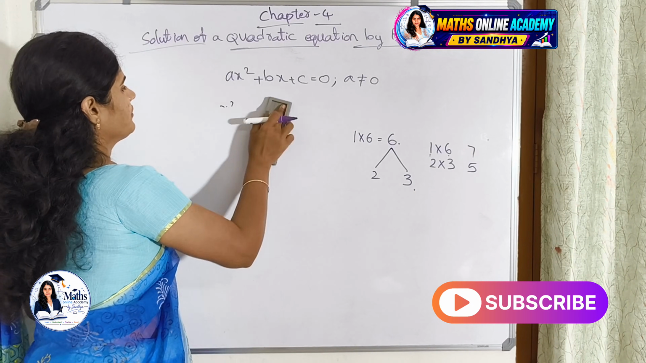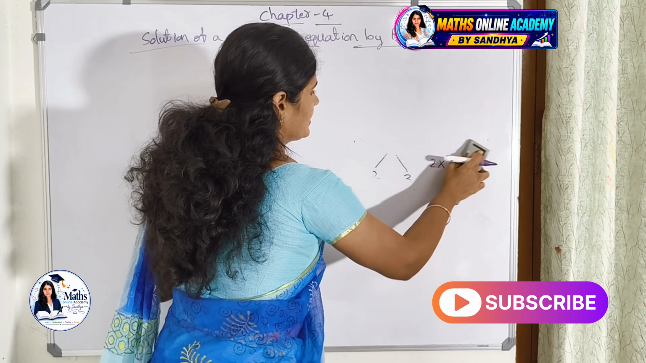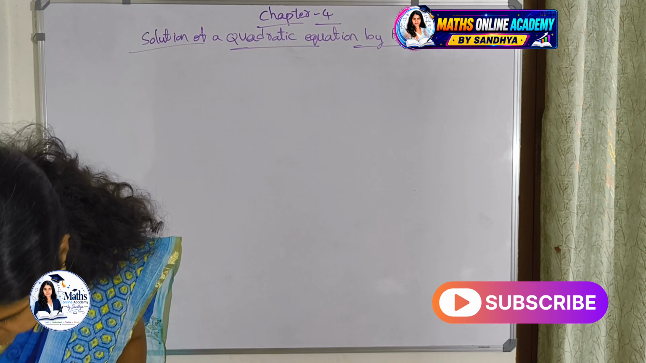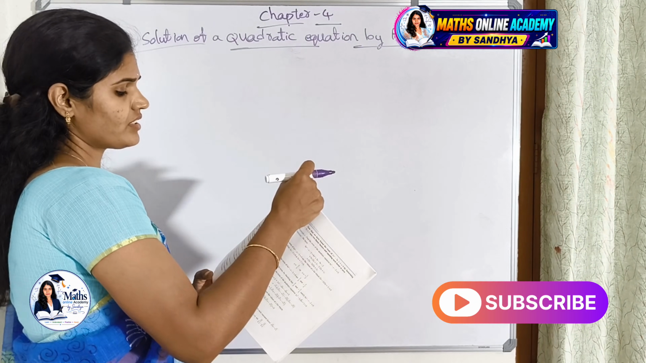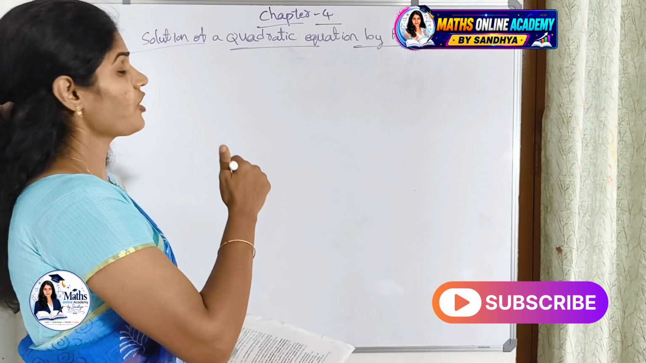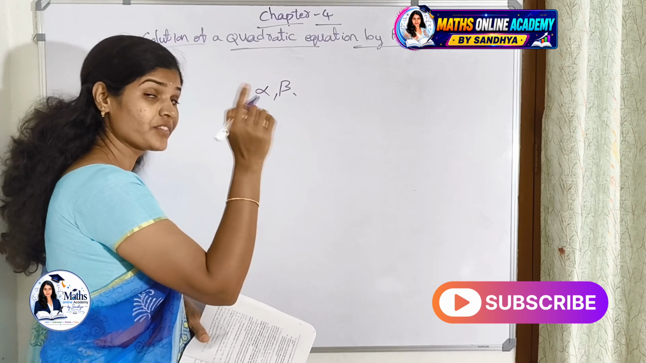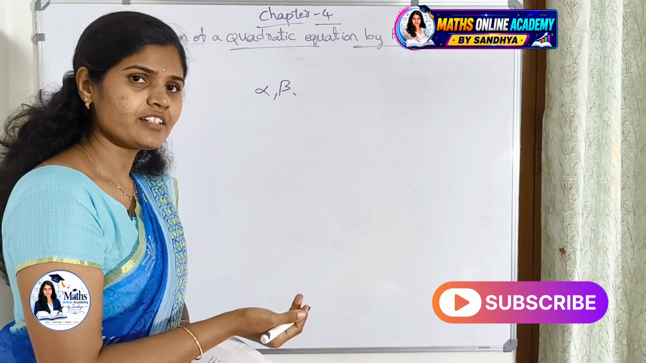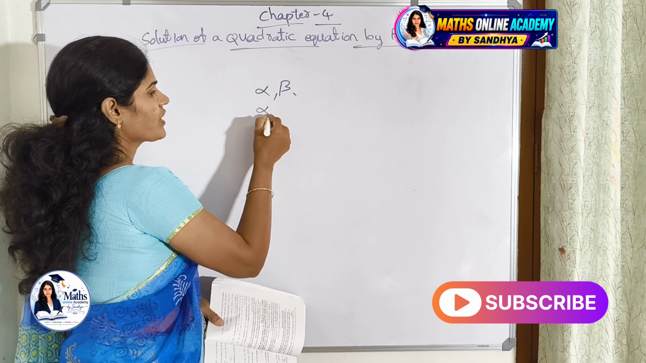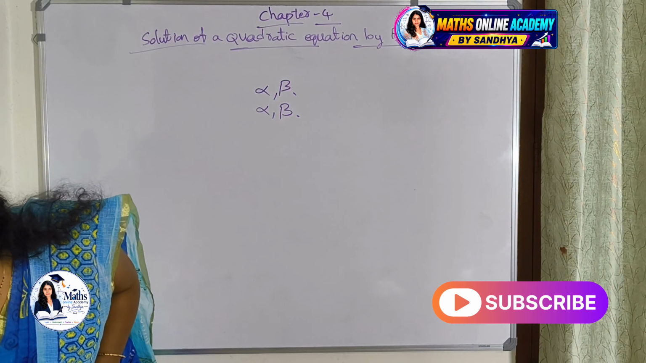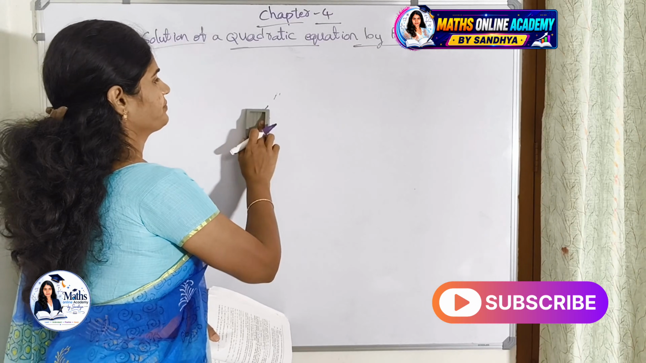Let's take the first question. And one more thing: we call alpha comma beta. Alpha comma beta are zeros of the quadratic polynomial. Here also we say alpha comma beta are roots of the quadratic equation. These are Greek letters.